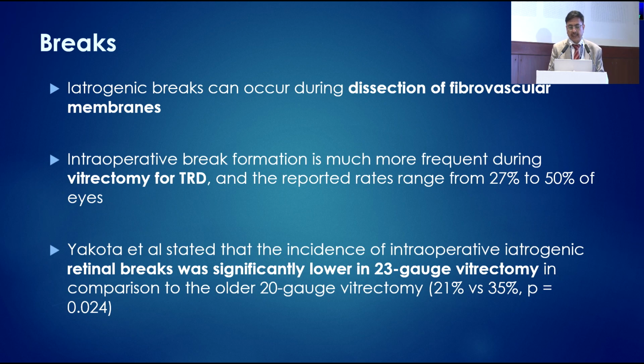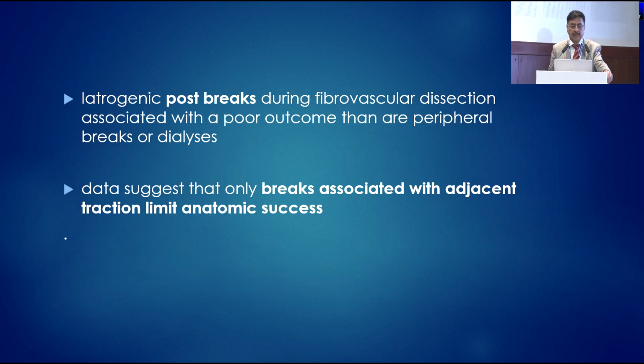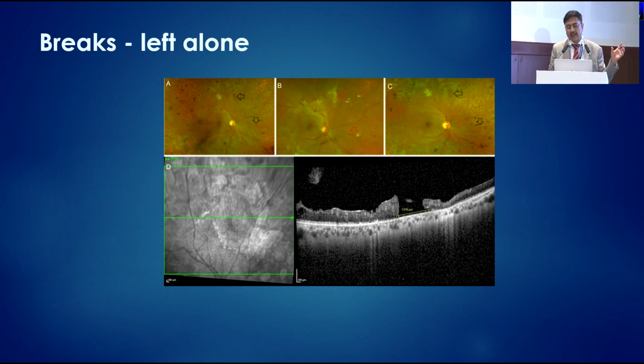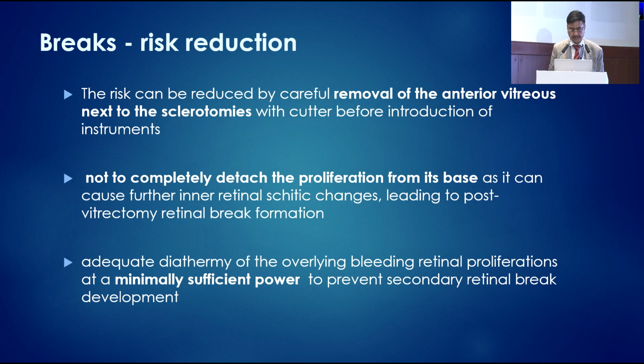Breaks iatrogenically can occur during dissection of membranes, frequent during vitrectomy for PRD. Of course, it has a significantly lower incidence in the era of 23 gauge and 25 and 27 gauge vitrectomies. But posterior breaks have a worse outcome than the peripheral breaks, and only breaks associated with adjacent traction limit anatomical success. Like these atrophic breaks taken from Ramesh et al.'s publication, they don't need anything done. You just leave them alone.